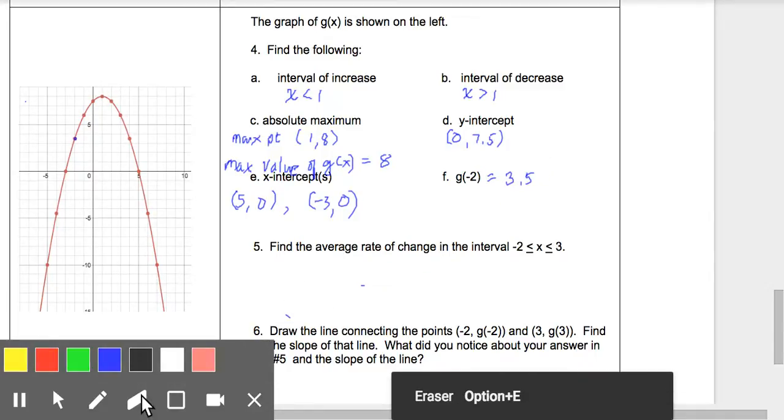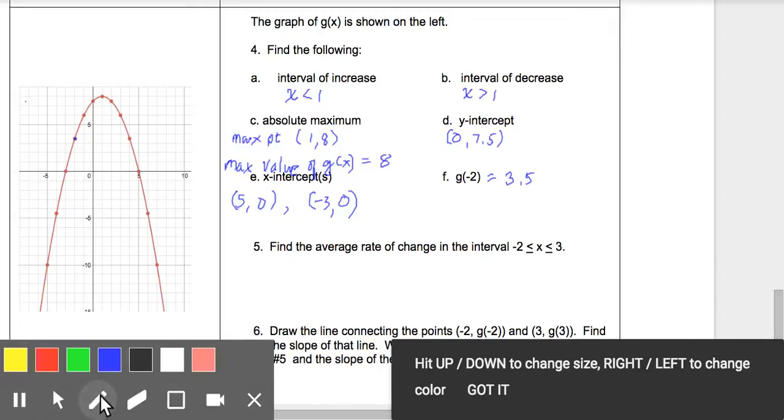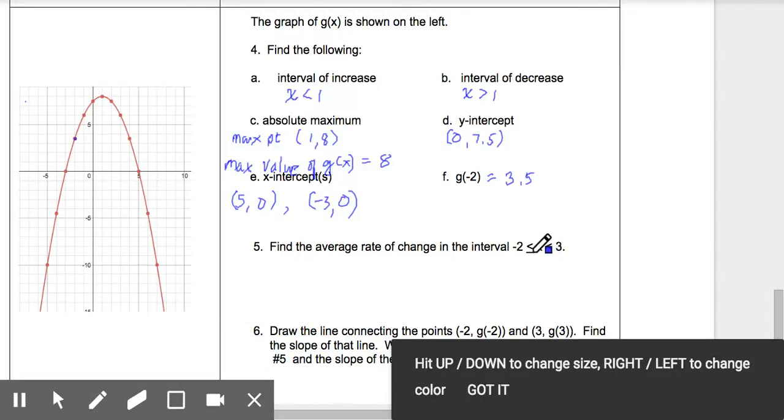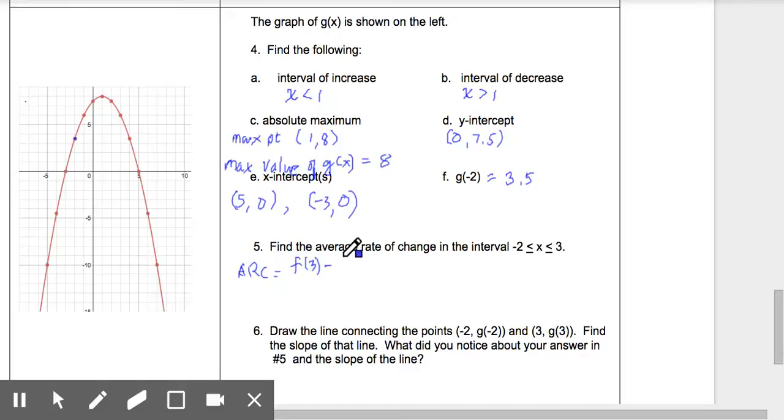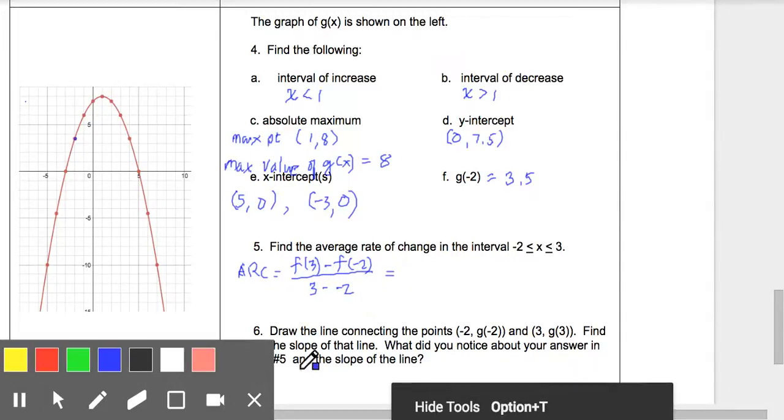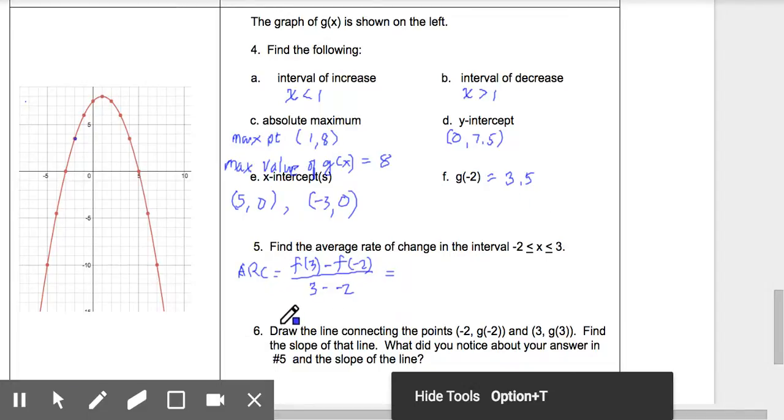Now find the average rate of change in the interval -2 to 3. So from x equals -2 to x equals 3. So if we want the average rate of change, we want to find f of 3 minus f of -2 over 3 minus -2.